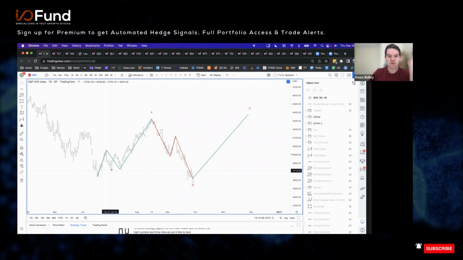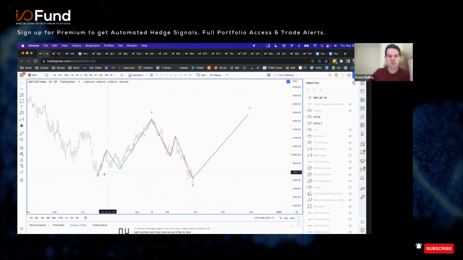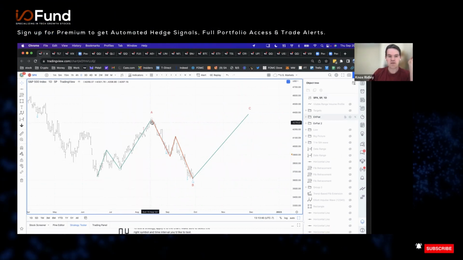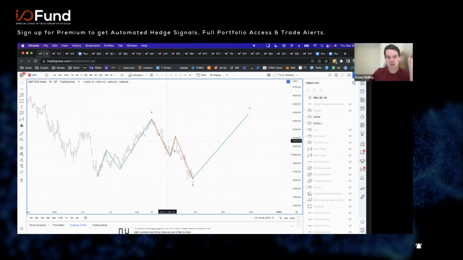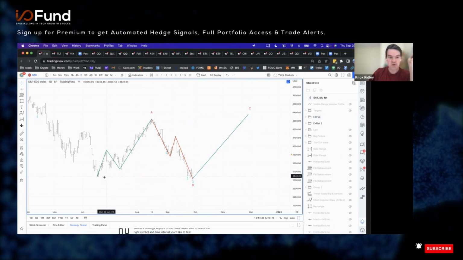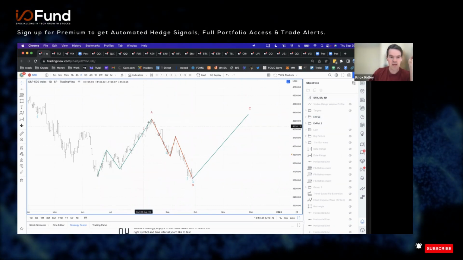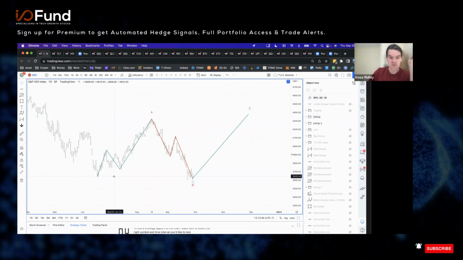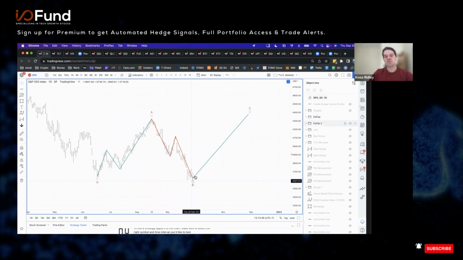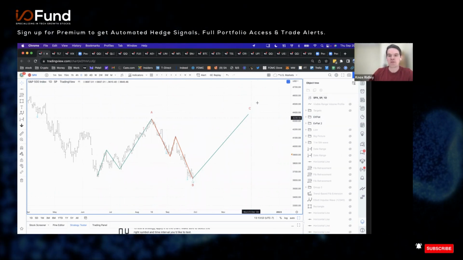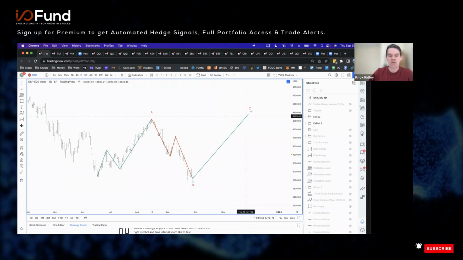What this corrective pattern looks like is a 3-wave move. Your first corrective wave, and then you have a retrace that goes below the start of this A wave. So A, B goes below the start of A. When that happens, we tend to see a very powerful, sharp C wave move back up.